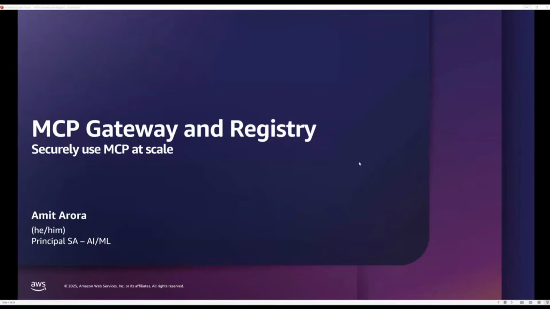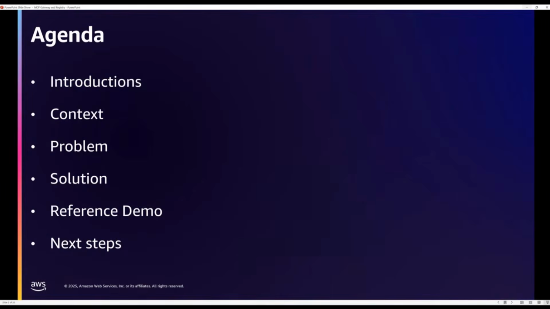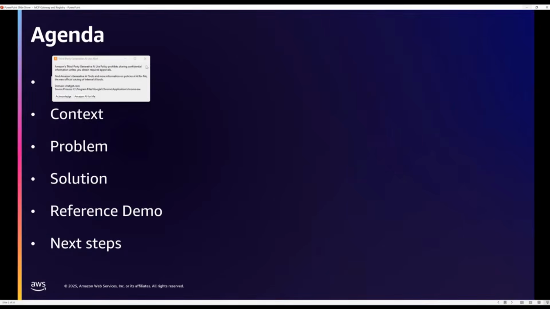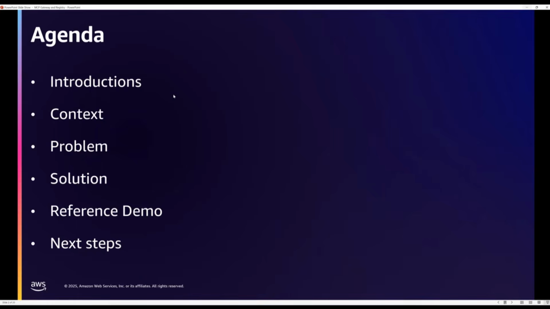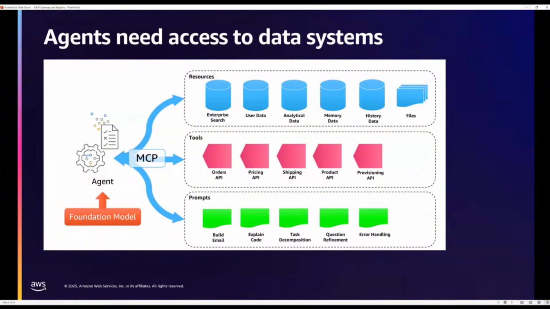Yeah, visible. Okay, perfect. So we'll be talking about MCP Gateway and Registry and how to use MCP securely at scale. We'll have some introductions on that topic, set the context of the problem, solution, and a reference demo and next steps. Before we get into the gateway and registry piece, let's take a few minutes to talk about MCP, why the Model Context Protocol is important, where things are heading, and then we will dive a little deeper into the MCP Gateway and Registry solution.